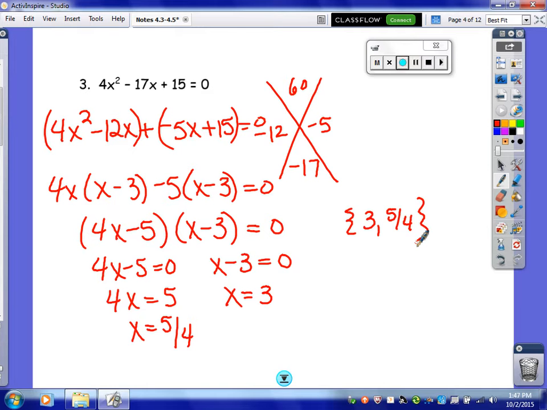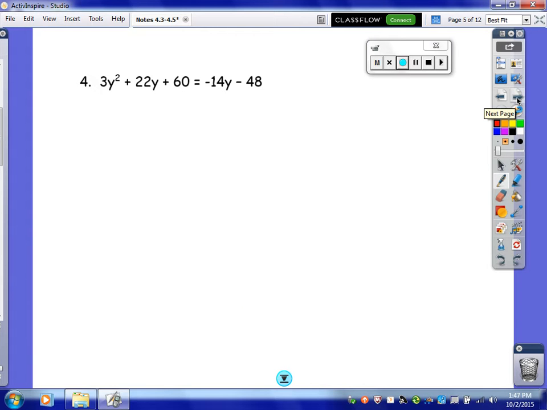All right, one more of these before we move on to a slightly different topic. All right, if you look at this one, you say, oh, I got some work to do first. I got to get it in standard form. So that means everything needs to be moved to one side, combining like terms. So 3y squared. All right, I'm going to add 14y to 22y and get 36y. And I'm going to add 48 and 60 and get 108.